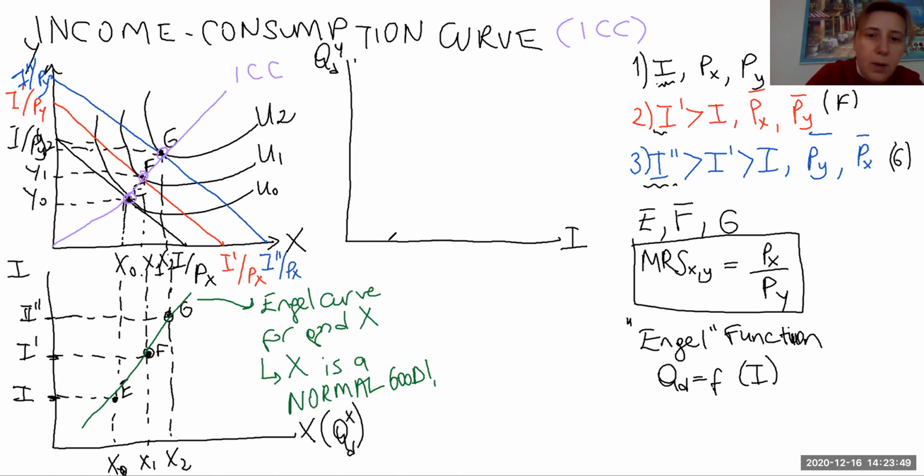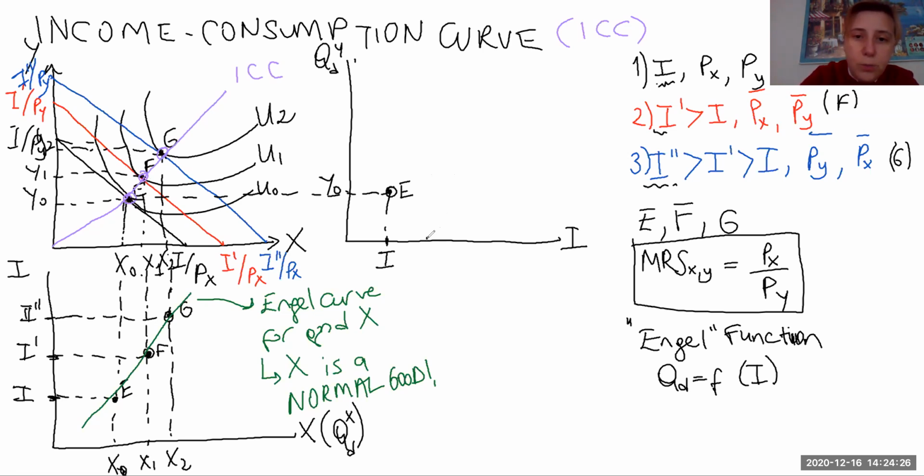And again, at the beginning, we assumed that the income level was I, and at this income level, this consumer was consuming Y0 amount of good Y for utility maximization. So the first couple of income and quantity demanded for good Y can be reflected to the third graph like this. This is the reflection of point E to the Engel function of good Y.